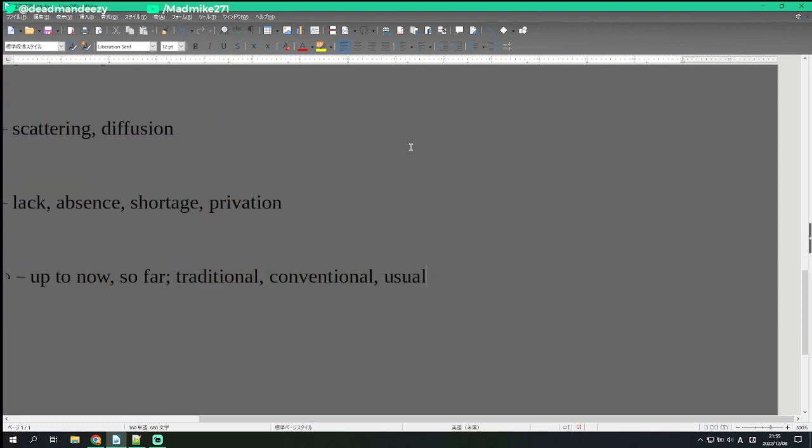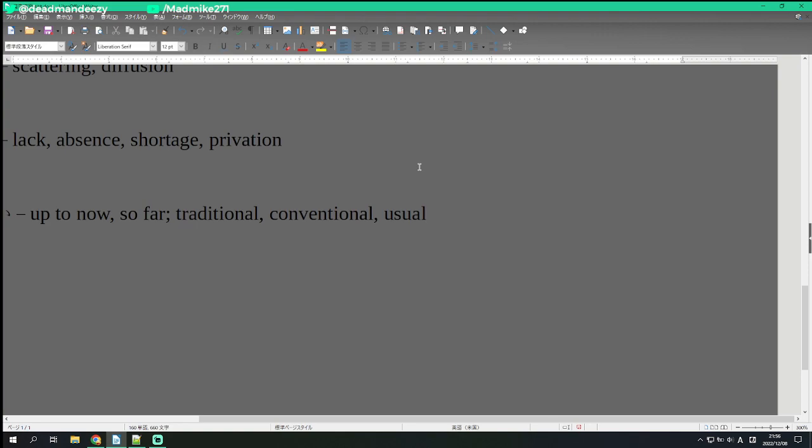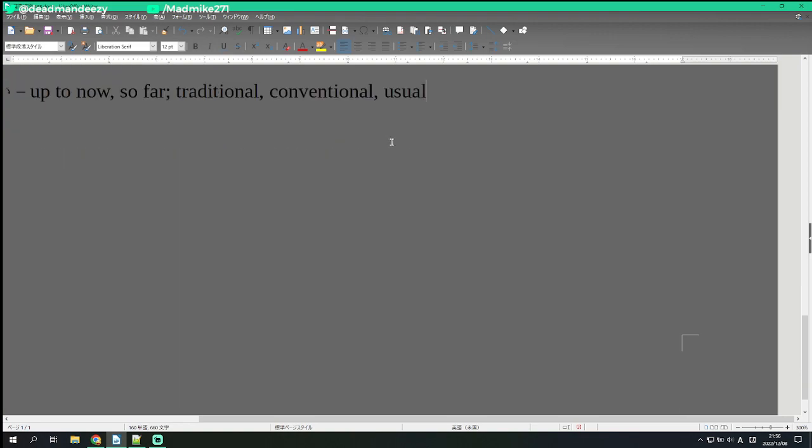Scattering and diffusion is kakusan. Kaku on the left side for expanding, and san on the right side for scattering. A lack, absence, shortage, or privation of something is a ketsujo. Ketsu on the left side for a lack of, and jo on the right side for like or is. And finally, up to now, so far, or traditional and conventional is Judai, following the coming to now, which is a weird way to say that. Judai is up to now, or traditional and conventional.